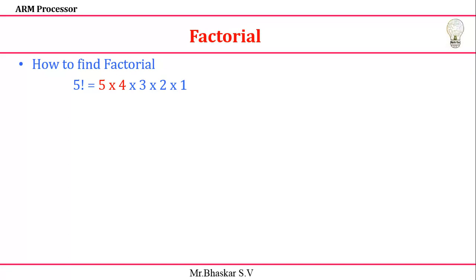You already studied this concept in maths: how to find the factorial of a number. I'm going to take the same logic here. You can see, for an example, I'm going to take 5 factorial. This 5 factorial is nothing but 5 into 4 into 3 into 2 into 1. The product of these is the 5 factorial value.